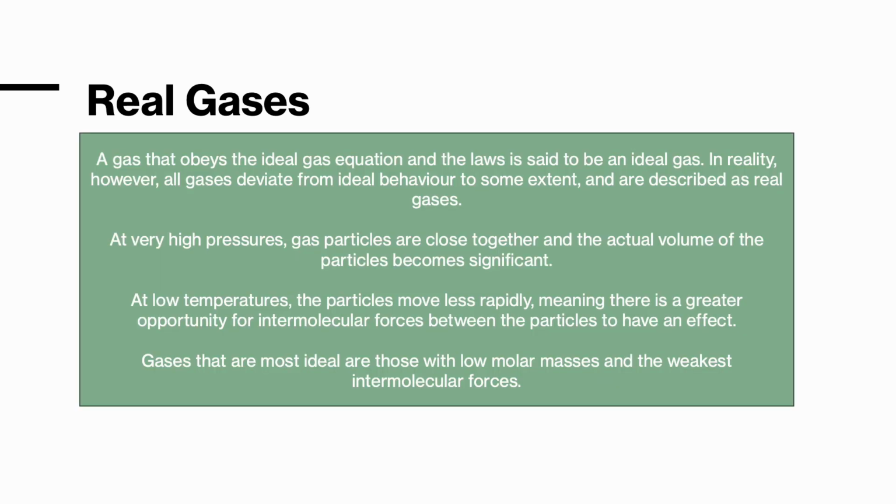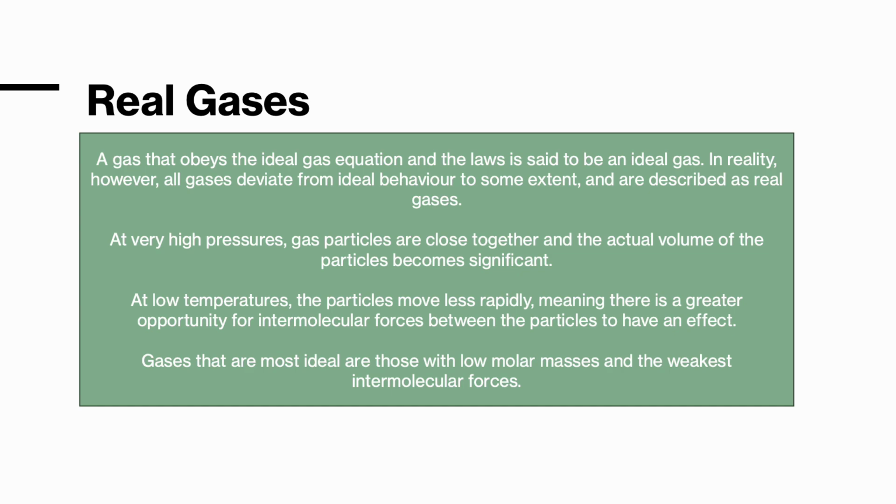So, real gases. A gas that obeys the ideal gas equation and the laws is said to be an ideal gas. However, in reality, all gases deviate from ideal behavior to some extent, and these are described as real gases. So at very high pressures, gas particles are close together, and therefore the actual volume of the particles themselves becomes significant. And at low temperatures, the particles move less rapidly, meaning there is a greater opportunity for intermolecular forces between particles to have an effect.